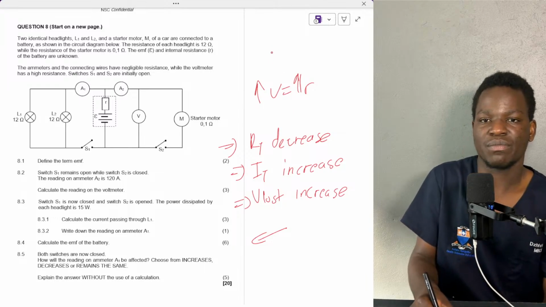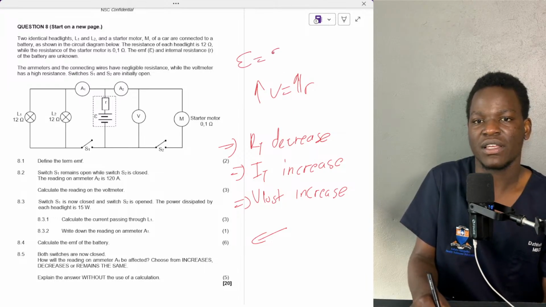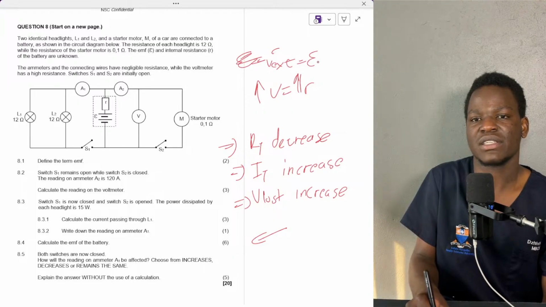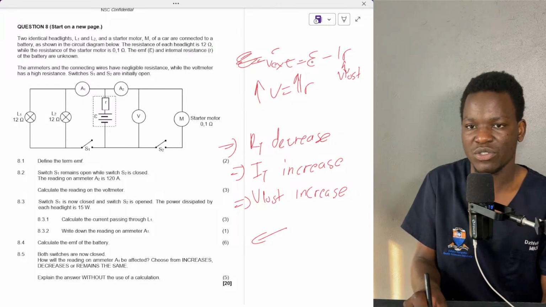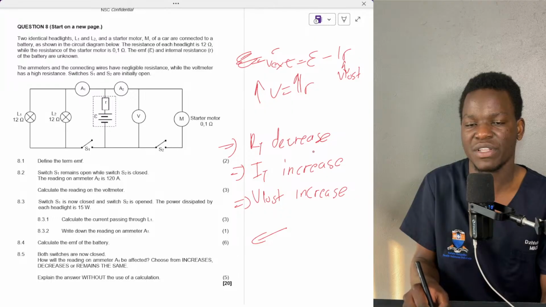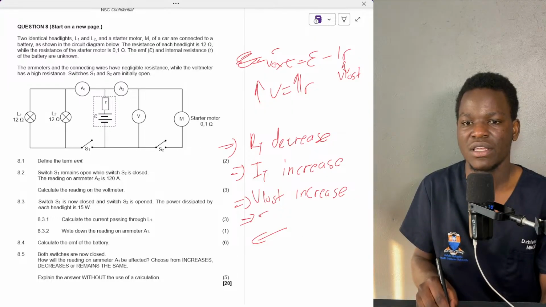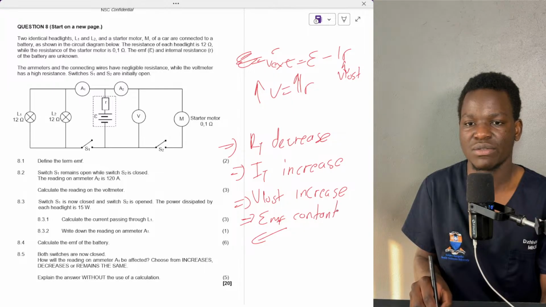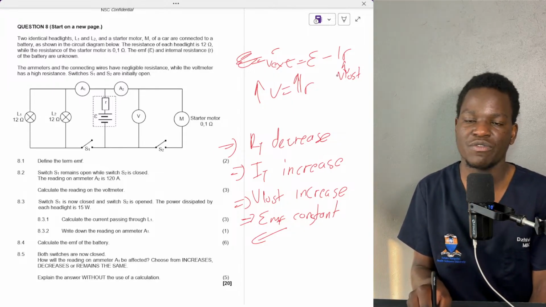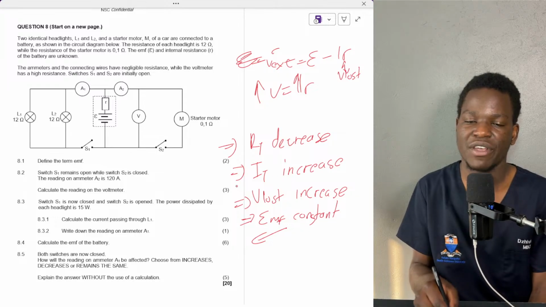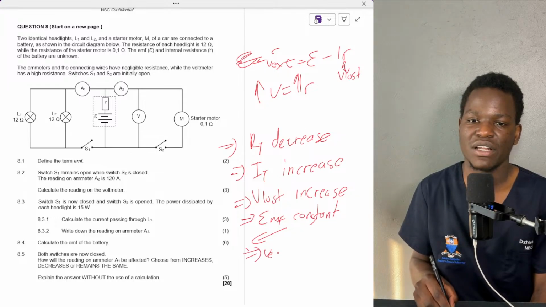Therefore, if there is more V lost, it means that there is less V external, because EMF is constant. So there will be less taken from this. Then you come and say EMF is constant. There are points that you don't leave out. It's always there, this one. And then you say now, therefore, because V lost has increased, V external decreases. V external decreases.